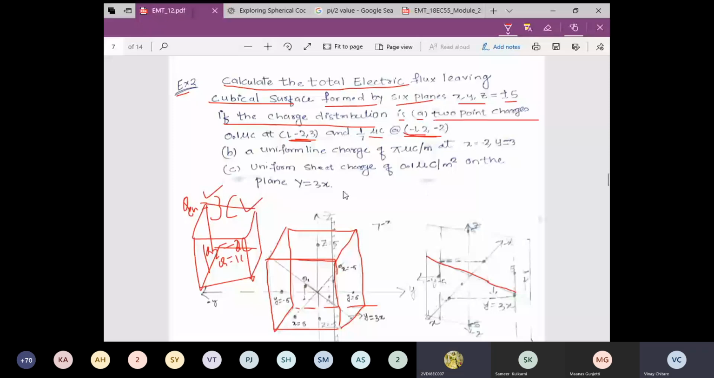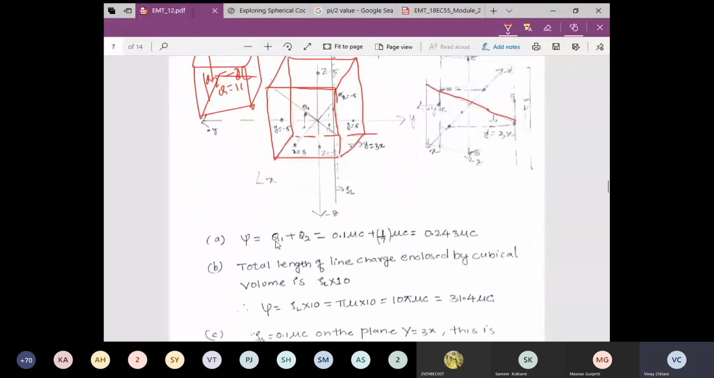Q1 plus Q2, yes, that's very good. By looking at these locations, that is 1 comma minus 2 comma 3, and one more is minus 1 comma 2 comma minus 2, we know that these two charges are inside this surface formed by these planes. Hence, the flux leaving the cubical surface is Q1 plus Q2, the sum of these two charges, which leads to 0.243 microcoulomb. Is this point clear?